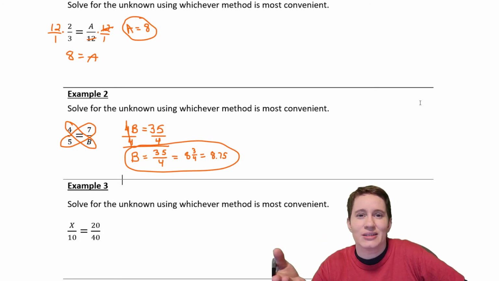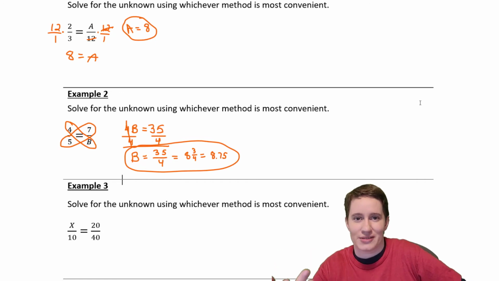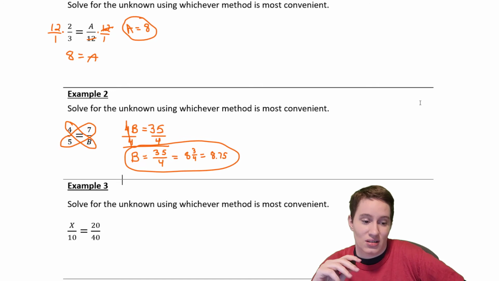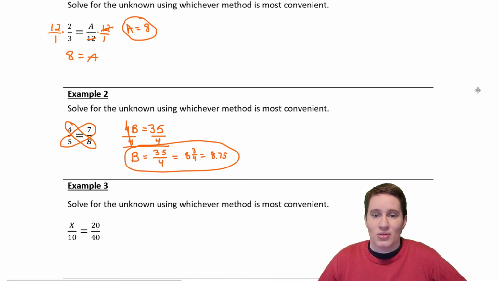And it feels to me, from my experience, like most people end up being fairly positive about cross multiplication. I think it's very straightforward. You just multiply across. It gets rid of fractions, which is always a good thing. So hopefully if you give cross multiplication a try, you'll decide you like it as well. So let's look at example 3.